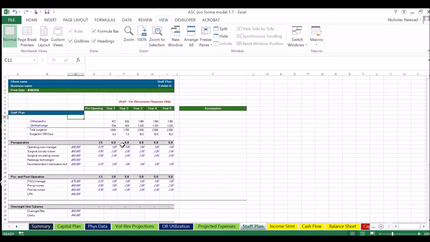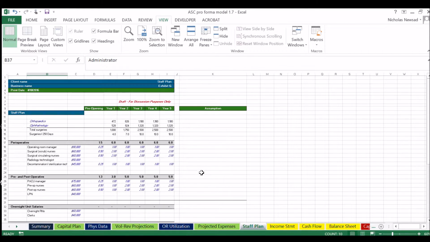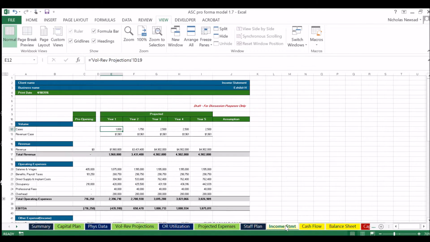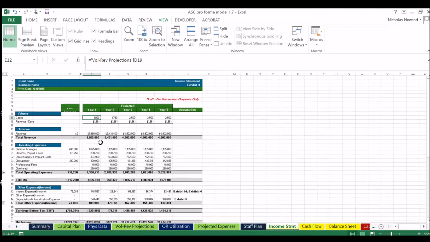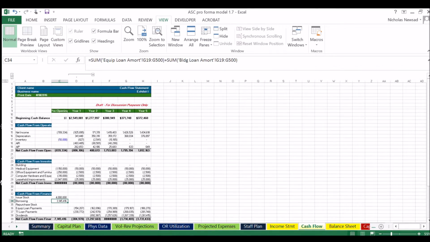Here you can plan out your entire staff by area, and then you can put in their salaries and the number of FTEs in each position. So here we have perioperative, pre and post-op, and then administrative business office professionals. We have our 3 traditional financial statements, which includes our income statement, our cash flow statement, and our balance sheet statement.